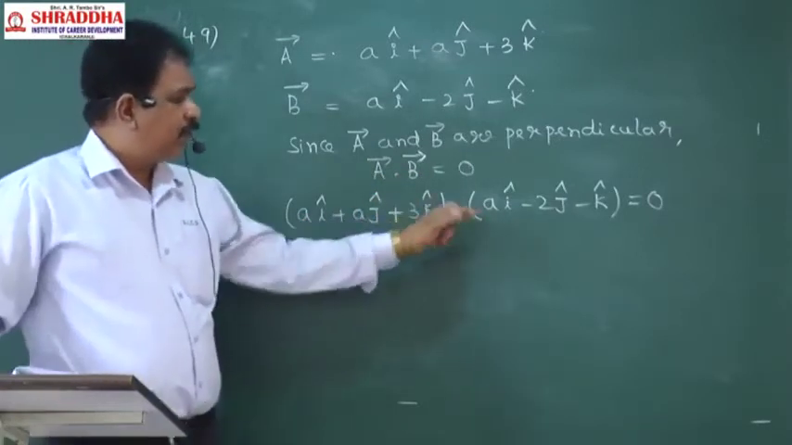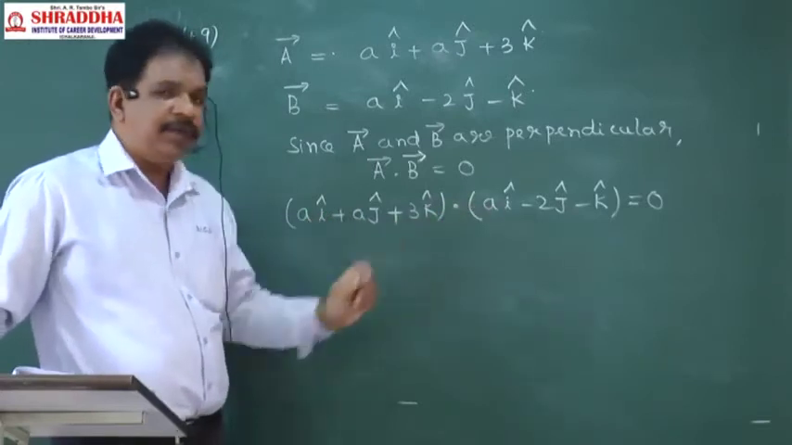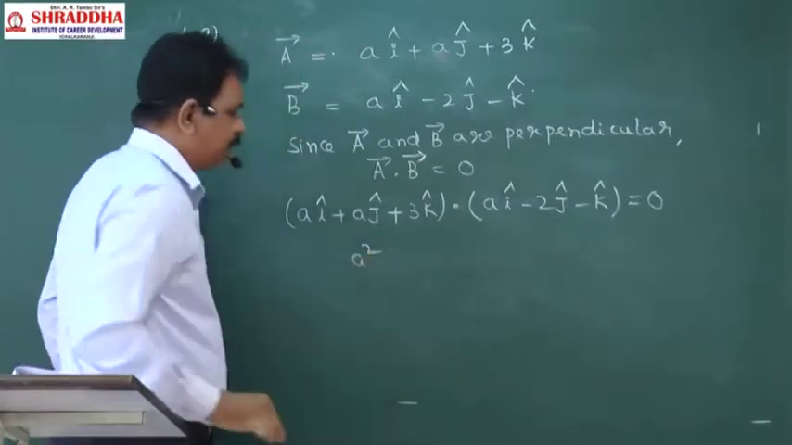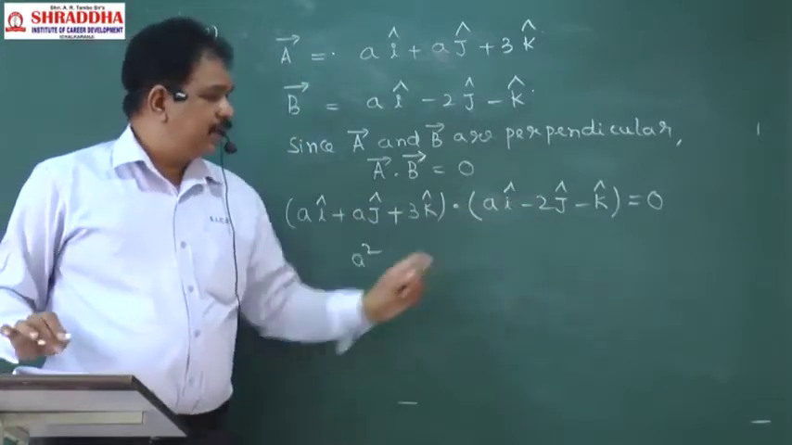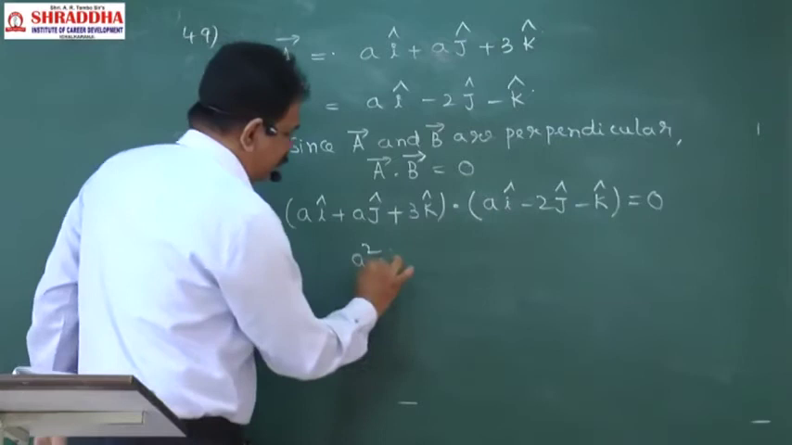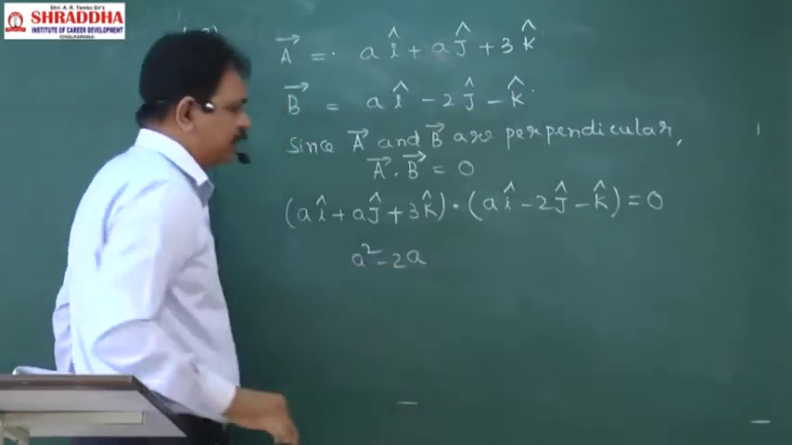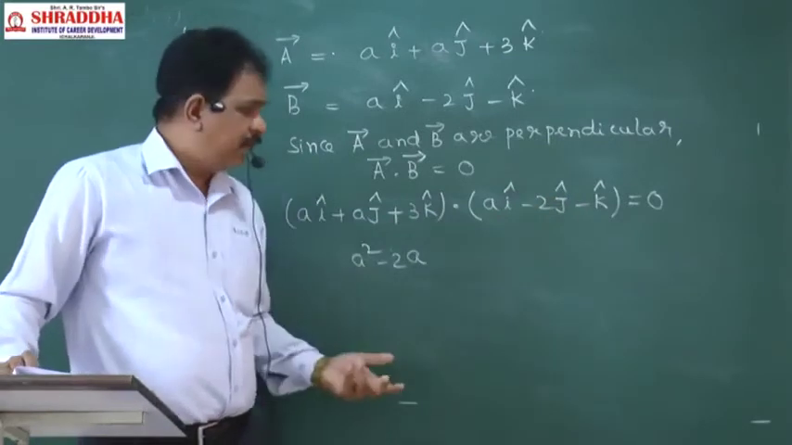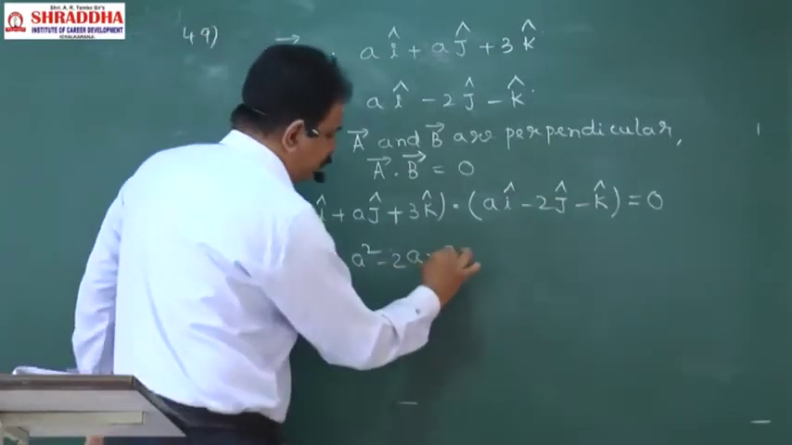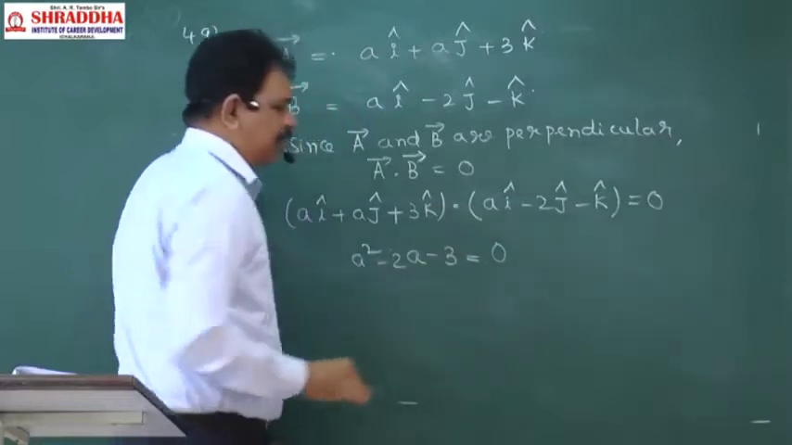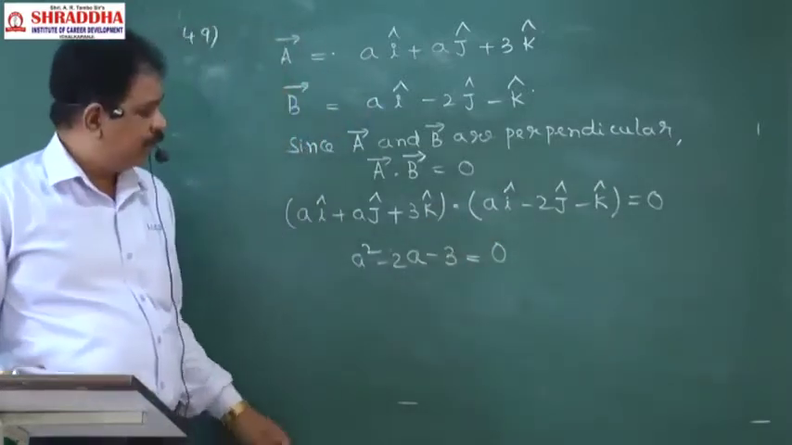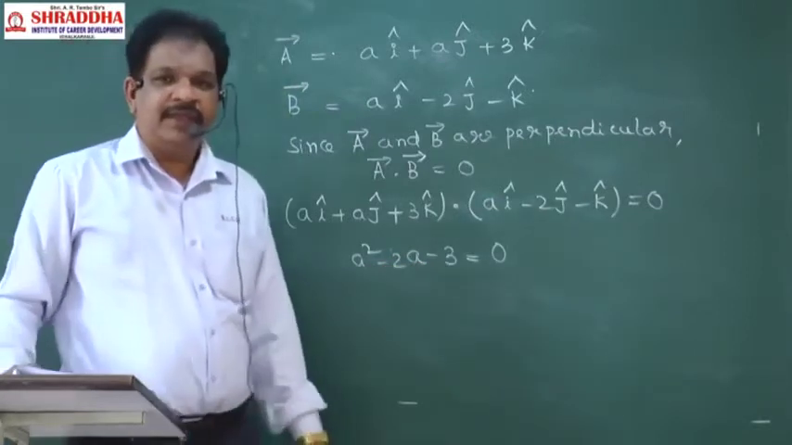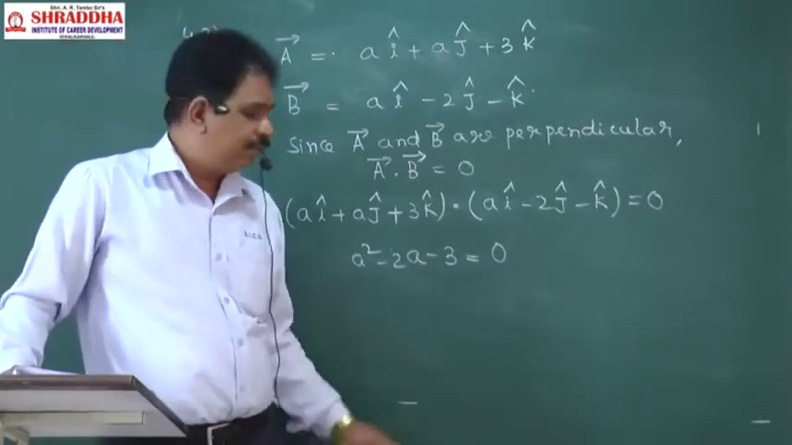Then do the dot product. I dot I will be 1, so this will be A square. J bar dot J bar will be 1, so this will be minus 2A. K bar dot K bar will be 1, so this value minus 3 is equal to 0. A square minus 2A minus 3 is equal to 0.